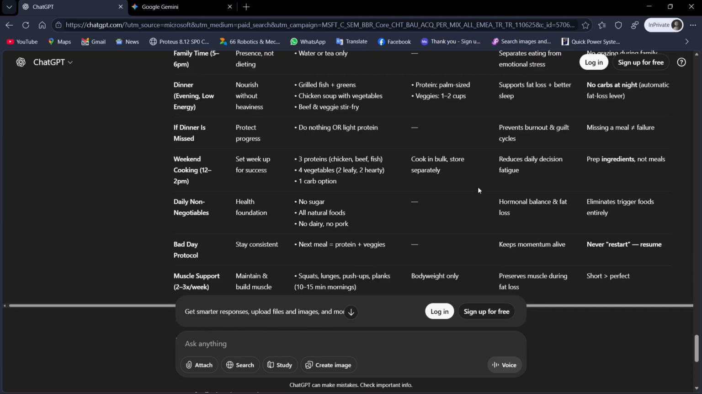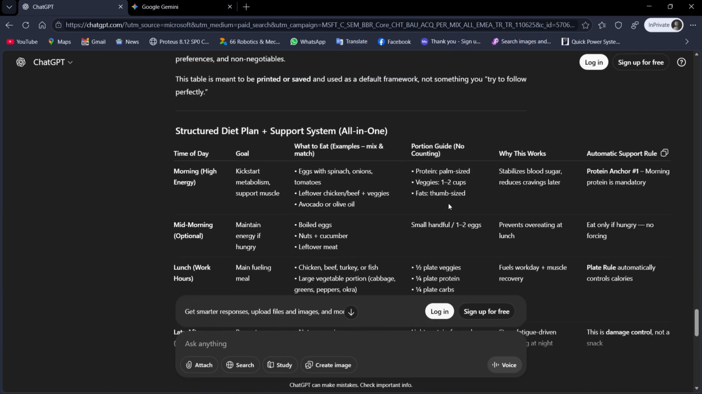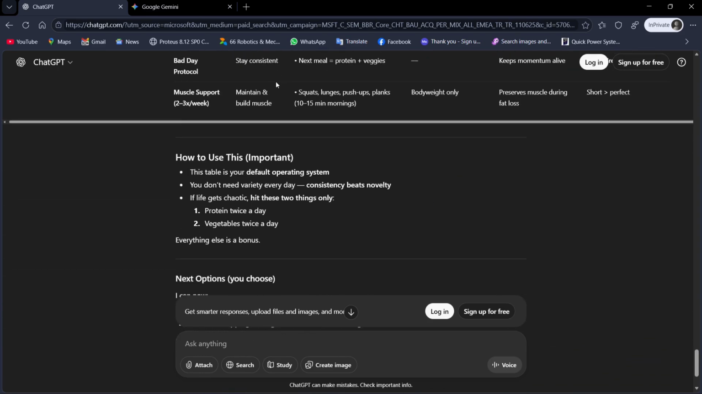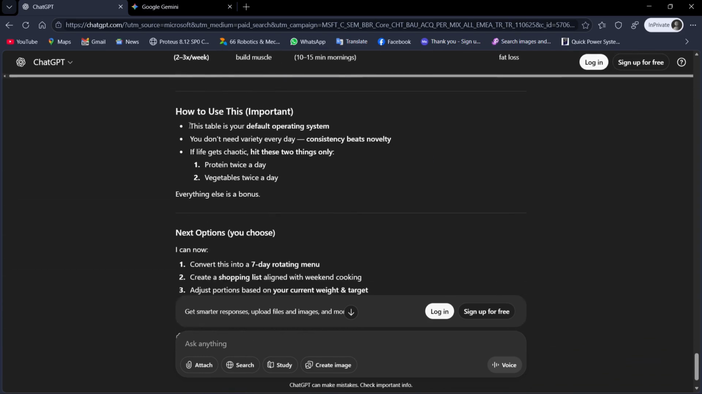This is a much more superior diet plan incorporated with a structure, in my opinion, than what we got from Gemini. How to use this? This table is your default operating system. You don't need variety every day. Consistency beats novelty, and that's true. If life gets chaotic, hit these two things only: protein twice a day, vegetables twice a day. Everything else is a bonus.